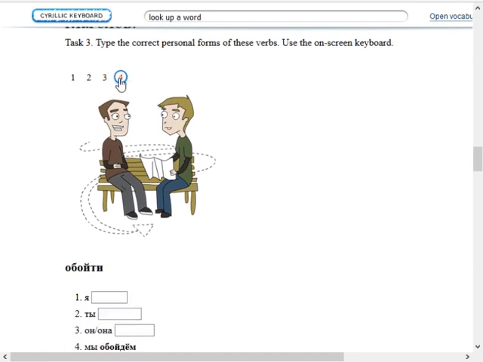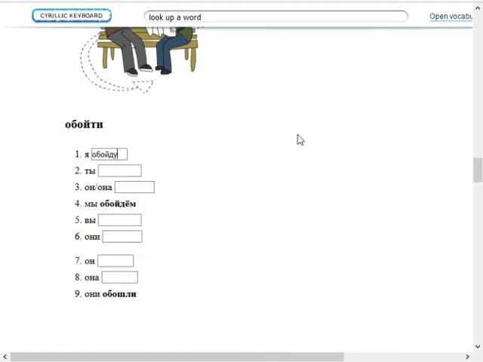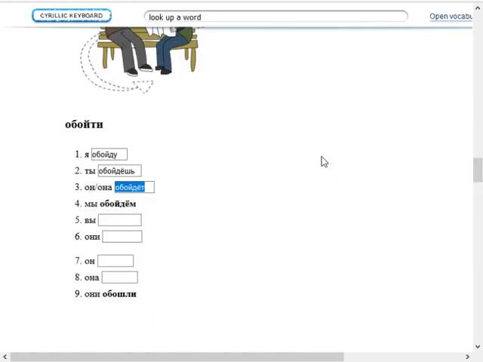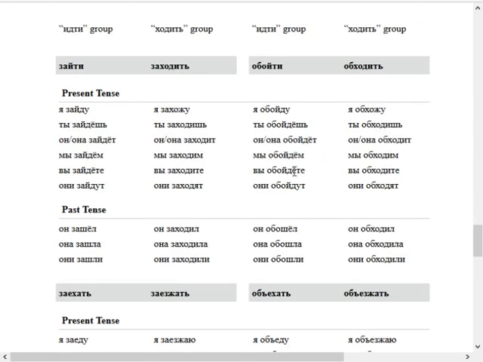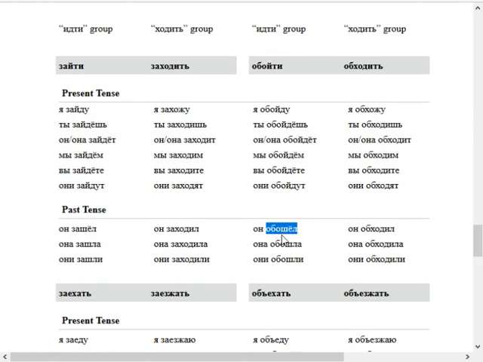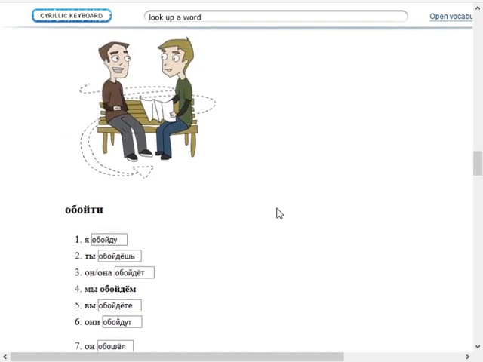And finally, for this exercise, is the conjugation of обойти. Oh boy, I'm excited about обойти. Я обойду. Ты обойдешь. Он обойдет. Oh, my обойдем is already there, so let's move on to вы обойдете. Они обойдут. Past tense forms are indeed он обошел, and она обошла, and они обошли.